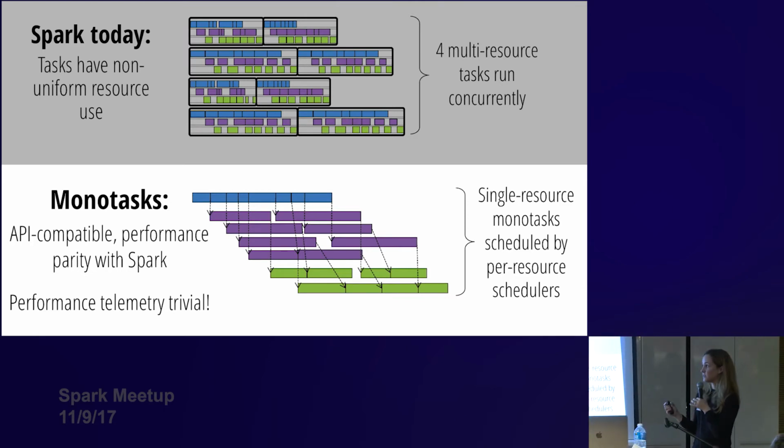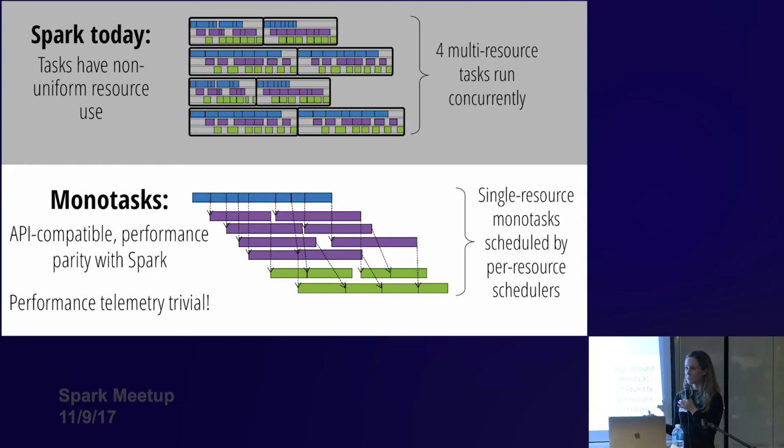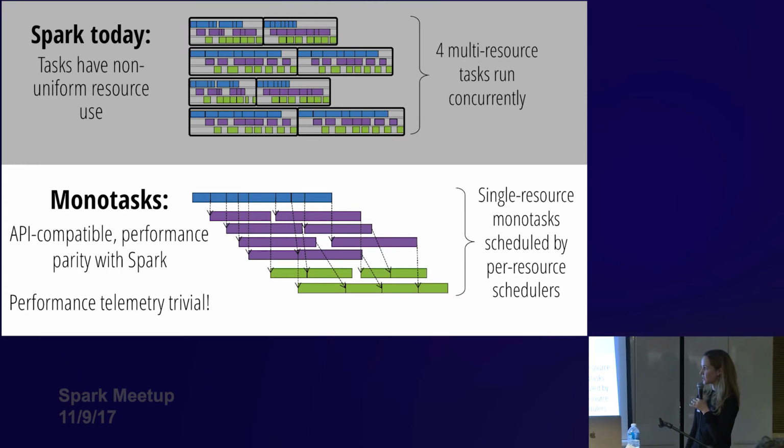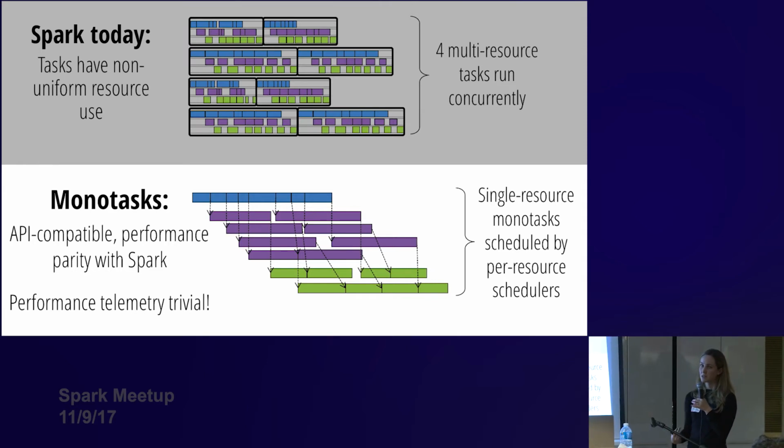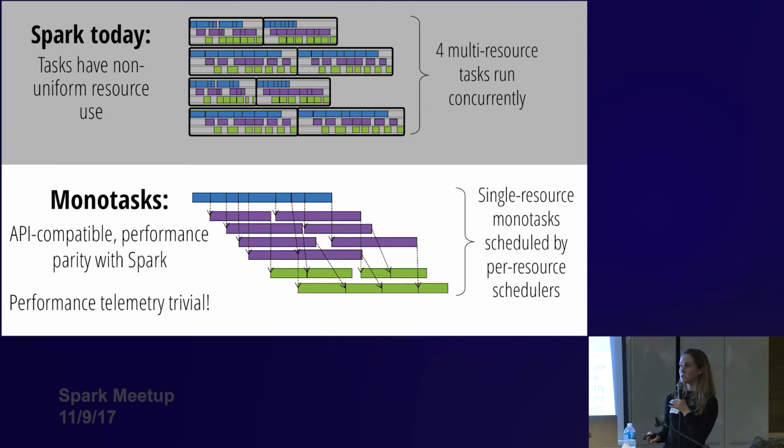The more important takeaway, I think, in the context of this talk is that by breaking tasks into these different units that only use a single resource, you get this out-of-the-box, very simple performance telemetry. Like, you know exactly how long all of the compute monotasks for your job took, and the disk monotasks and the network monotasks, so it's very easy to report to a user, here are exactly the resources that contributed to the runtime of your job.